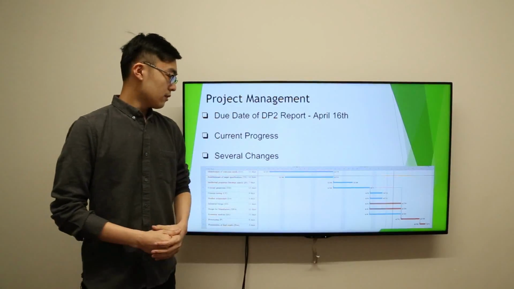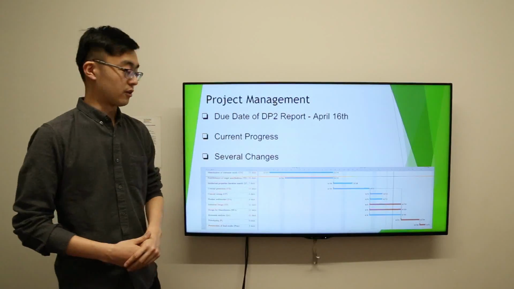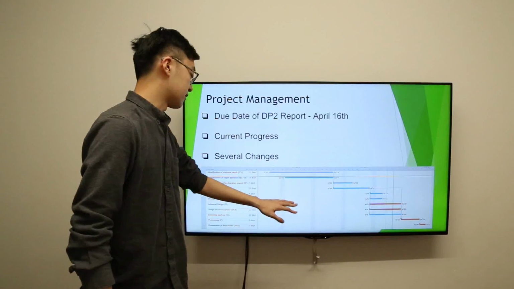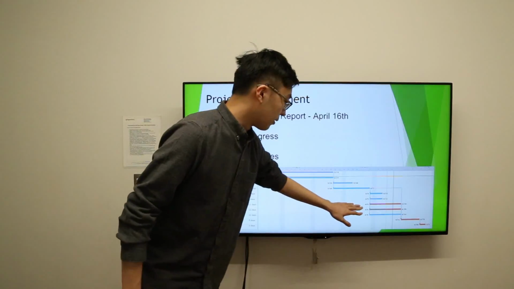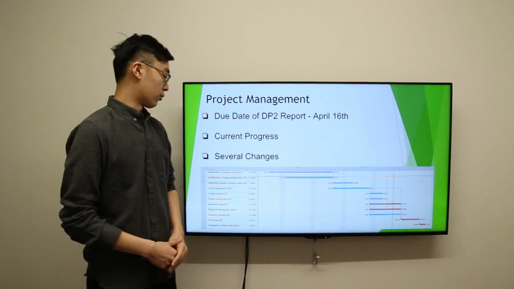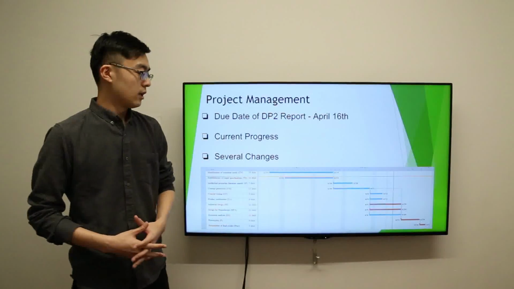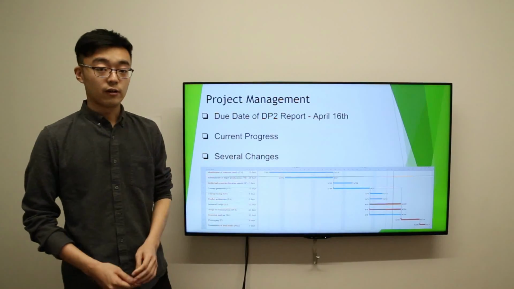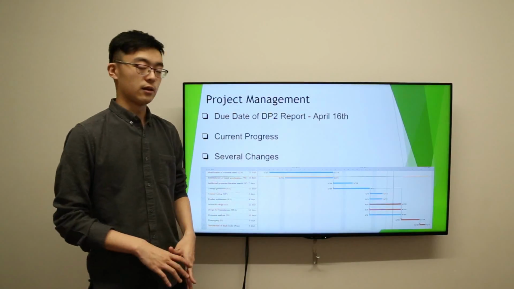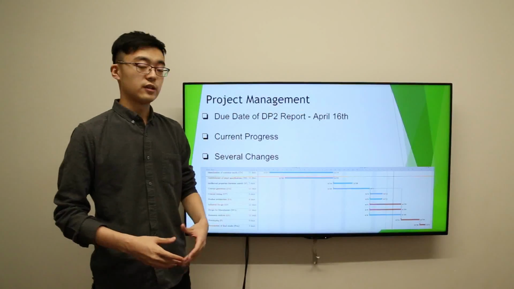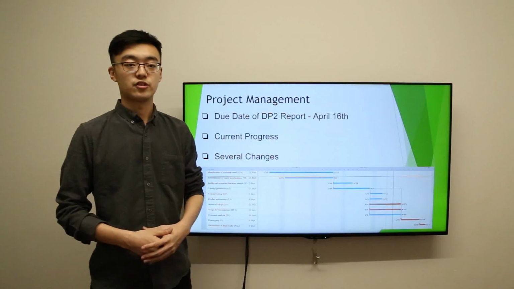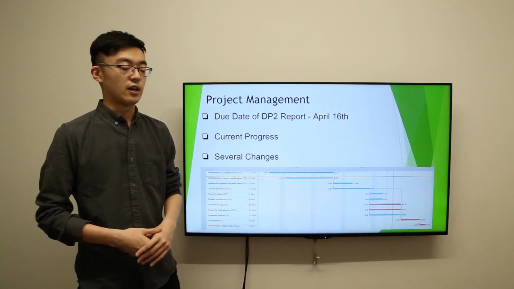Also, there are several changes we made to our Gantt chart. First, we shortened the working time of tasks 5 and 6 from April 19th to April 11th, since our team already finished most of the work. We also changed the due date of the design process to match the due date of economy analysis, since the team thinks these 3 tasks are correlated with each other, so they have to be finished at the same time.